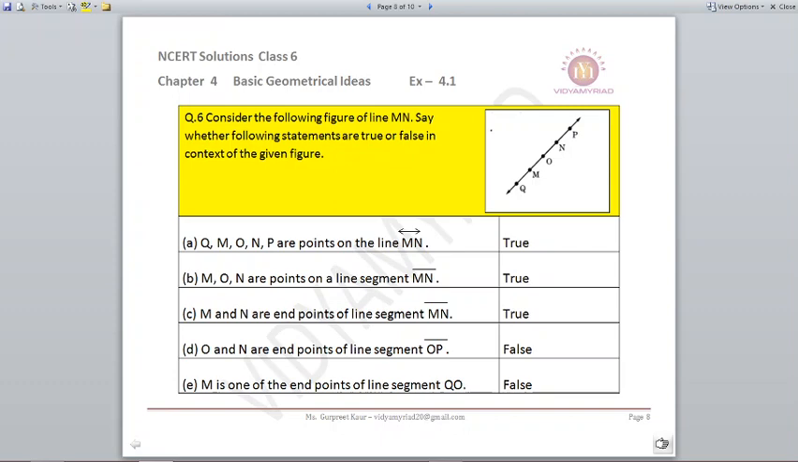O and N are the end points of line segment OP. There is O N line segment which is fixed. P is beyond N, so it is a false statement. OP is a line segment they are talking about. If they say it is a line, then it would have been true. M is one of the endpoints of the line segment QO. If you see QO, M is in between Q and O, so it is not the endpoint, it is a false statement.